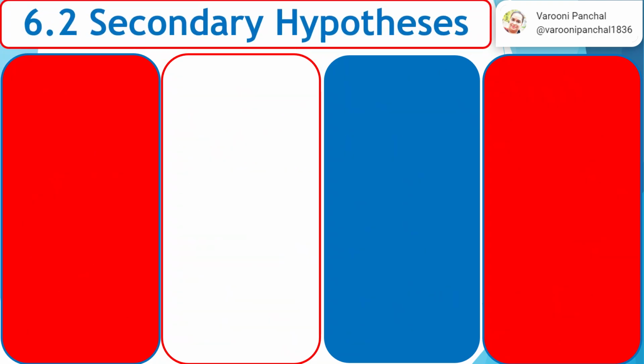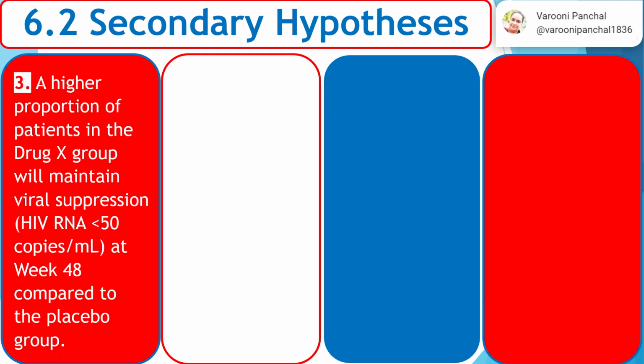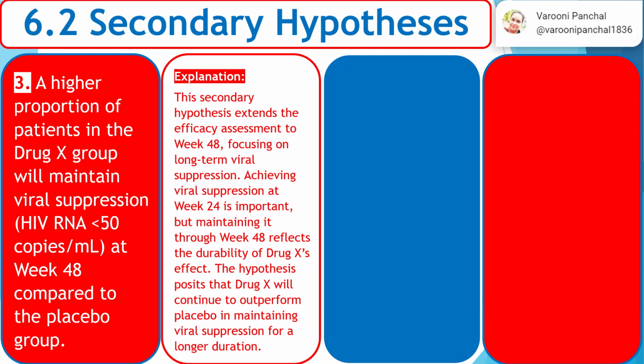6.2 Secondary hypotheses. Number 3. A higher proportion of patients in the Drug X group will maintain viral suppression, HIV RNA less than 50 copies per milliliter, at week 48 compared to the placebo group. Explanation. This secondary hypothesis extends the efficacy assessment to week 48, focusing on long-term viral suppression. Achieving viral suppression at week 24 is important, but maintaining it through week 48 reflects the durability of Drug X's effect. The hypothesis posits that Drug X will continue to outperform placebo in maintaining viral suppression for a longer duration.